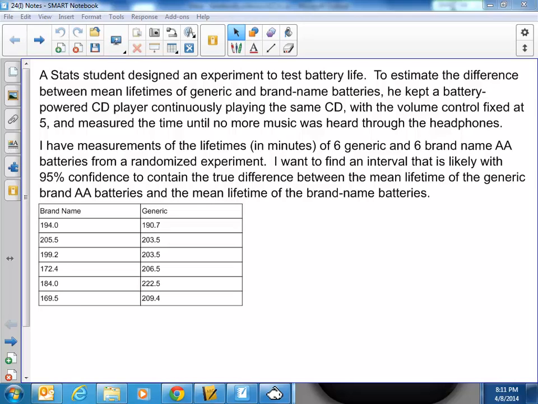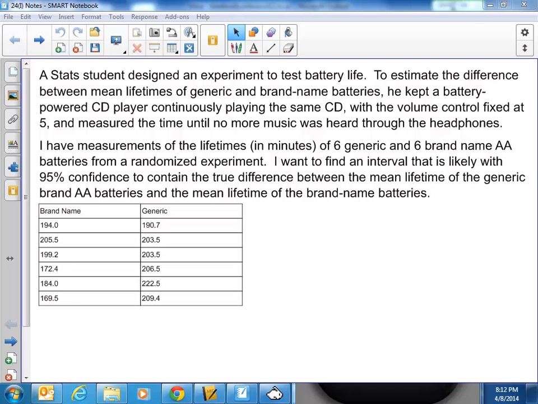All right, let's go ahead and read the problem that we've got. This hopefully won't be too terribly long. Hope to knock this out in about 20 minutes. A stats student designed an experiment to test battery life. To estimate the difference between mean lifetimes of generic and brand name batteries, he kept a battery-powered CD player continuously playing the same CD with the volume control fixed at 5. And he measured the time until no more music was heard through the headphones.